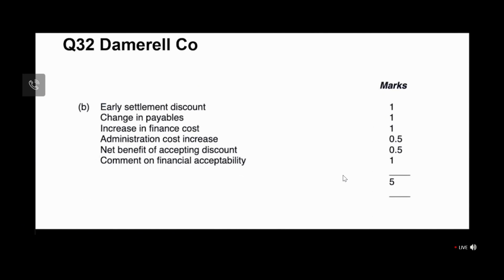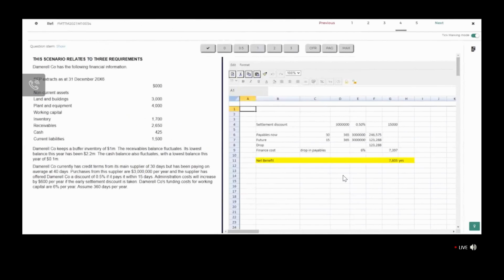Here is the marking scheme. There's 5 marks going. Again, we need to look at the own figure rules here. If the change in payables is incorrect, that will affect the increase in the finance cost and also the net benefit of accepting the discount. So those are own figure rules that should be followed through. Finally, if it changes the comment on your financial acceptability, and it's different from the model answer, but it's correct based on your answer, then you get that mark. So here again, we have an example student script. On the left is the paragraph that we need to answer the question.